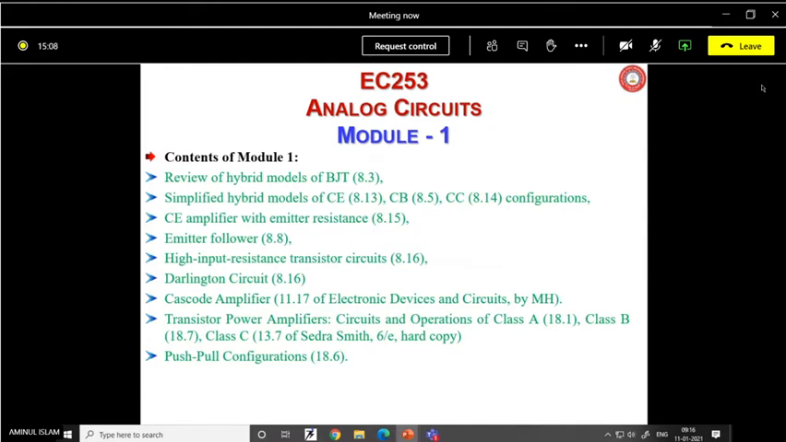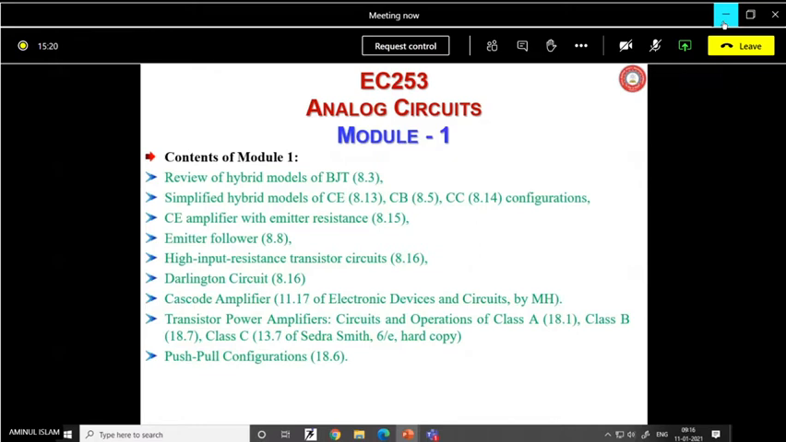Then transistor power amplifiers, circuits and operations of class A, class B, class C. It can be seen nicely from Sedra Smith, 6th edition, and push-pull amplifier configuration. See, I have written the chapter numbers also: 8.3 of Millman Halkias, 8.13, 8.5, 8.14. These are hinting at the chapter numbers. If you go inside the book, you'll see it is available there.